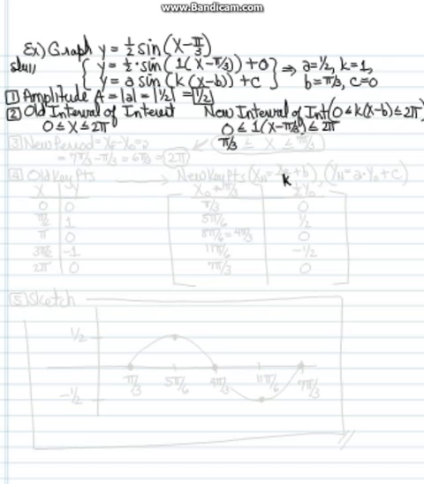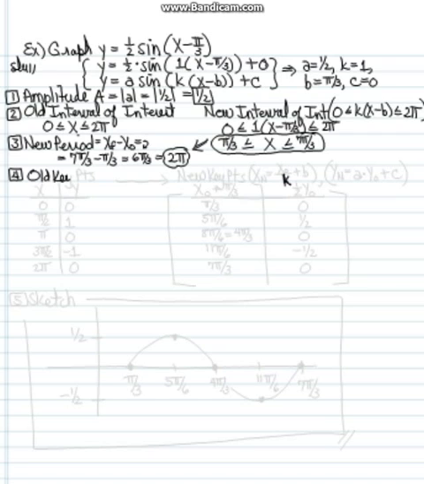When you get x alone in the middle, you have pi over 3 less than or equal to x, less than or equal to 7 pi over 3. So that means our extremes are pi over 3 and 7 pi over 3. So our new period is the x final minus the x initial in our interval of interest. So in this case, it's 7 pi over 3 minus pi over 3, which is 6 pi over 3, which simplifies to 2 pi.